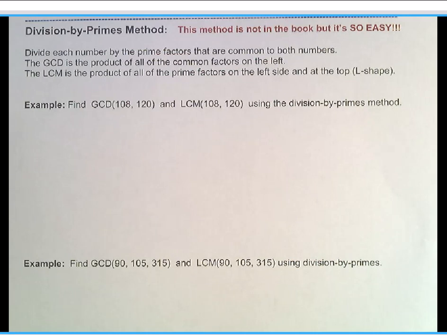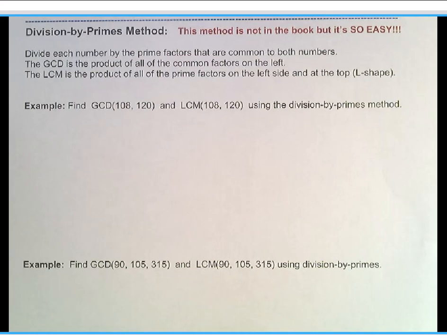Now we're going to look at the division by primes method. And it is true, this method is not in the textbook, but it is so easy. So I'm going to teach it to you, and I'm going to ask you guys to learn it because it's actually my favorite method. I think it is the fastest, it's the most efficient, it's the easiest. It's one-stop shopping. You do this method once and you get the GCD and the LCM at the same time.